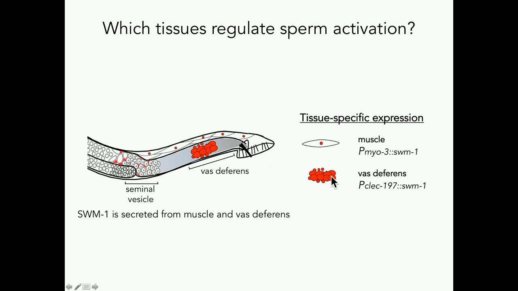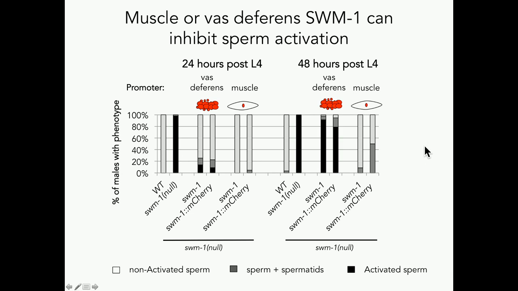So to do this, I did a tissue-specific expression of SWM-1 under either a muscle-specific promoter or a vas deferens-specific promoter. So we're essentially looking at a sufficiency experiment where I've quantified the sperm activation phenotype, and I'll walk you through this. Importantly, all of these transgenes, the muscle and vas deferens specific, are in a SWM-1 null background.